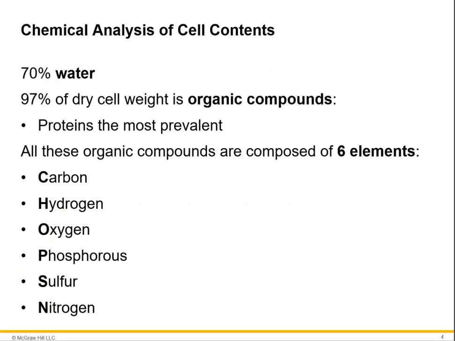Now if you took a cell and analyzed its contents, you would find that about 70% of it is water. And if you took the cell and dried it out completely and then analyzed the dry remains, you would find 97% of the dry cell weight is organic in nature. Primarily, it's going to be composed of proteins. And these organic compounds are going to be made up of just 6 elements. You've got carbon, hydrogen, oxygen, phosphorus, sulfur, and nitrogen.